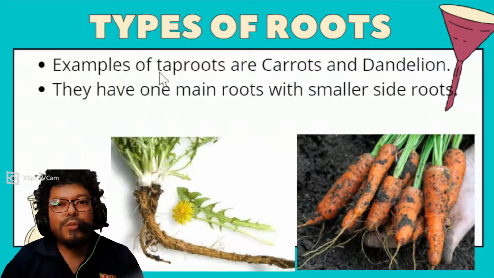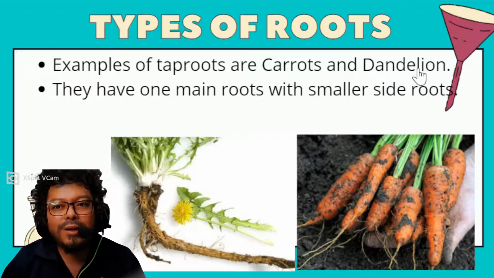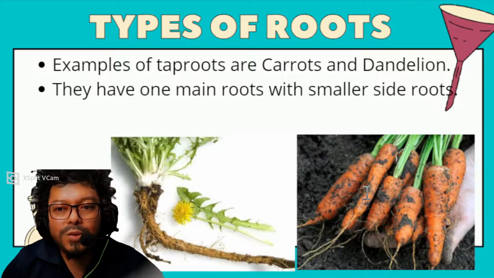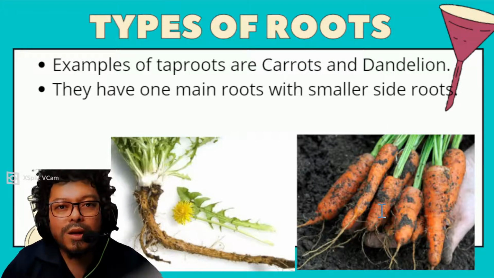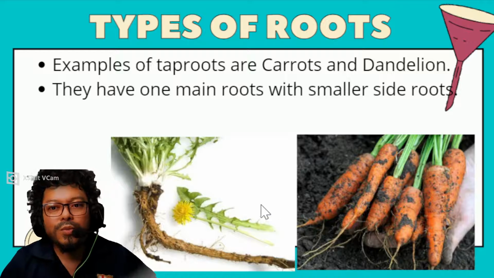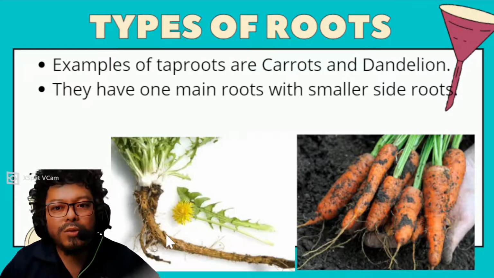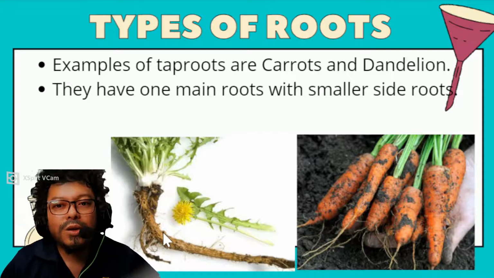Examples of tap roots are carrots and dandelion. They have one main root with smaller side roots. Okay, this one, they have one main root, the carrot, and many small side roots like this. These are called the tap root group. Dandelion is the same, one big main root and many small side roots, like this one. These are small side roots. This type of root is called tap roots.